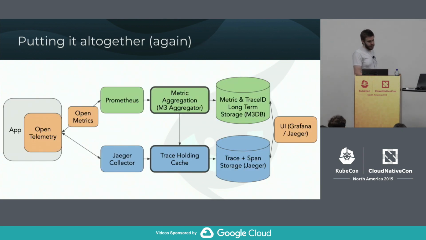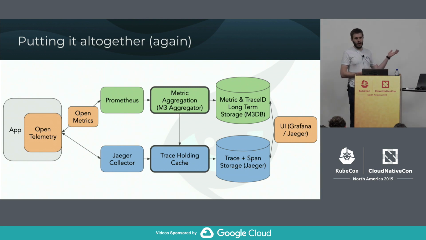So, putting it all together again, using metric aggregation can allow you to select the interesting traces across tags and dimensions that are meaningful to you in your labels for your metrics.